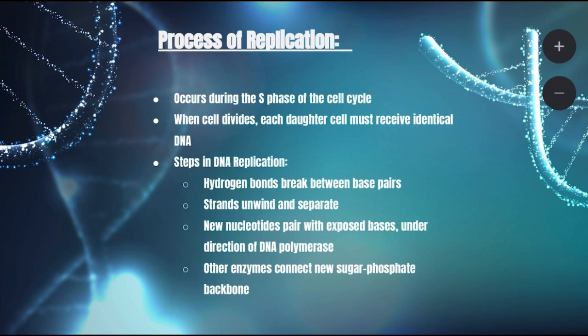Next, we have strands unwind and separate. The two strands of DNA unwind and separate, creating two template strands. Third, new nucleotides pair with exposed bases under direction of DNA polymerase. This means new nucleotides, which are building blocks of DNA, pair with the exposed bases of the template strands. This pairing is guided by the enzyme DNA polymerase, which ensures that the new strand is a complementary copy of the template strand.